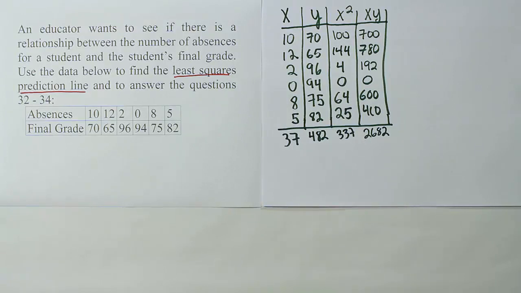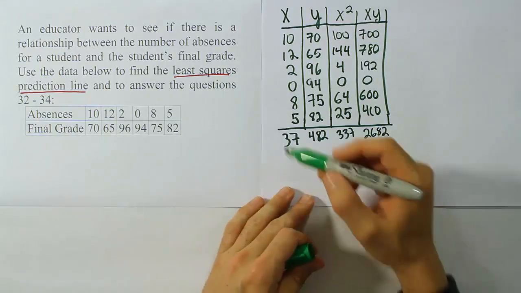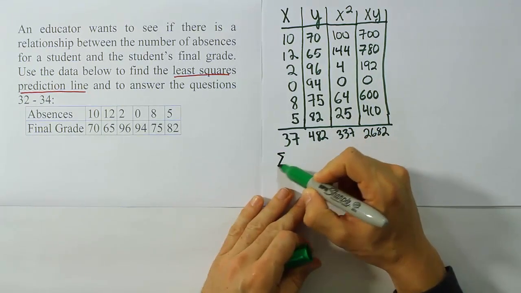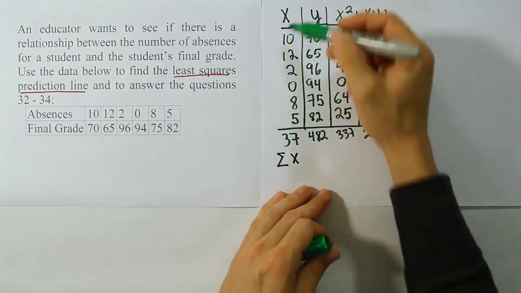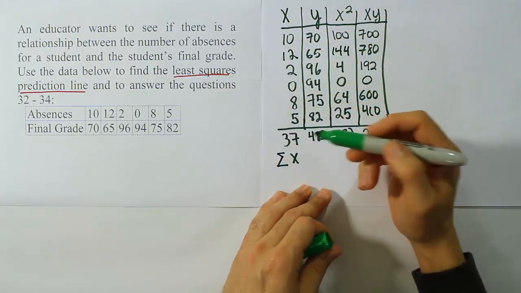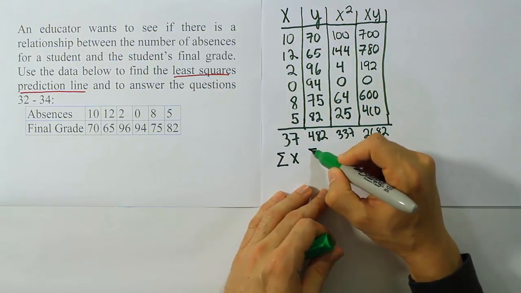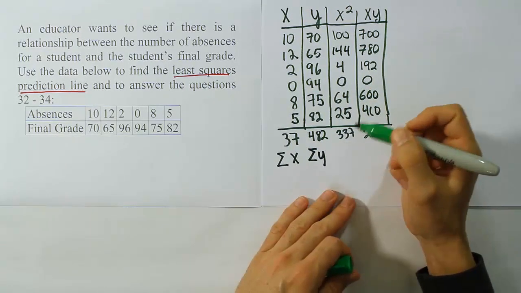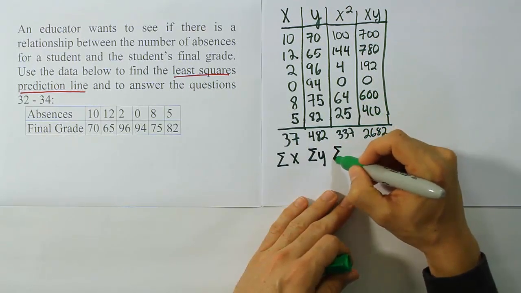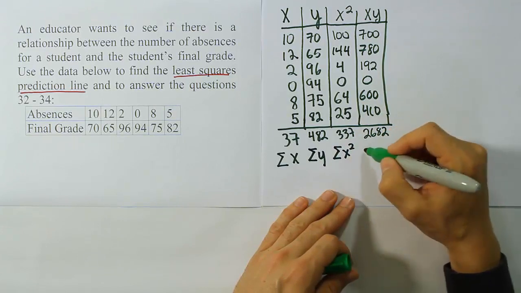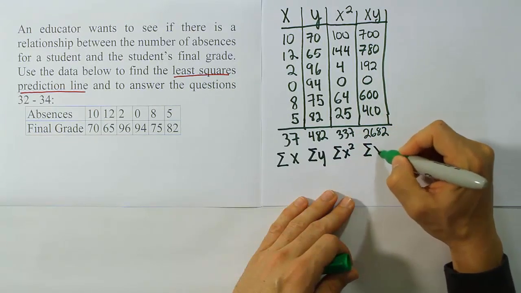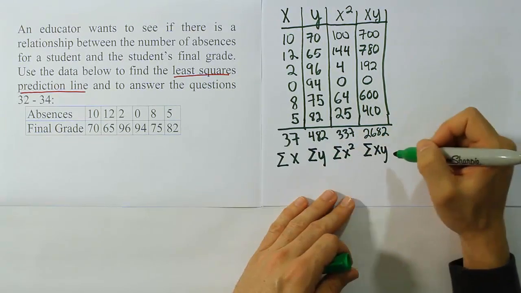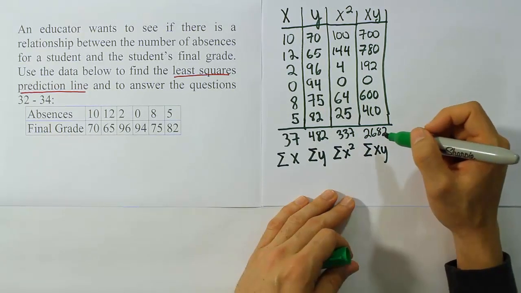Okay, so once we have those totals for the columns, the next step of the process is to give those totals names. So I'm going to give this the name, the summation of x, because I got this number 37 by adding up the x column. I'll give this number the summation of y as its name. This will be the summation of x squared. This one will be the summation of x times y. So those are the names for the 4 different values we have on the table.